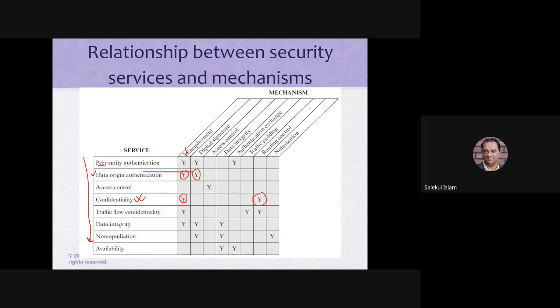Sometimes this is very obvious. For example, access control is a service, and at the same time, access control is a mechanism. Or, for example, traffic flow confidentiality. Definitely we need encryption. Without encryption, we cannot provide traffic flow confidentiality. But more than that, we also need padding. Padding is added in every traffic to hide the length of a data packet, the length of the traffic.